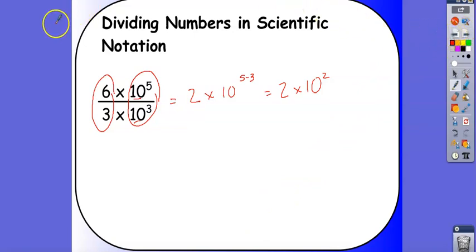So good luck with your assignment. Take your time because you use scientific notation in all of your science classes.